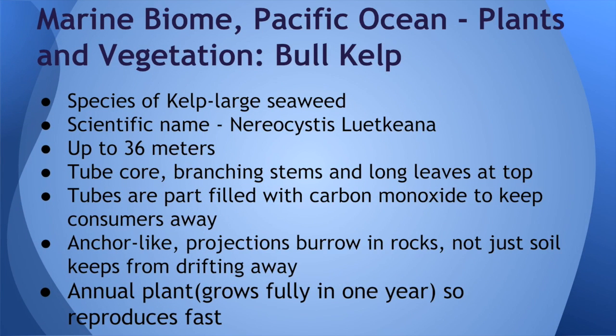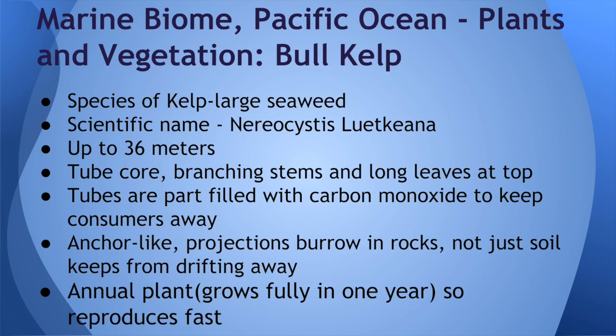The bug kelp is a species of kelp, which is large seaweed. The scientific name is Neurocystis luteina. It is up to 36 meters. It has a tube core and then branching stems and long leaves at the top. Tubes are part filled with carbon monoxide to keep consumers away.